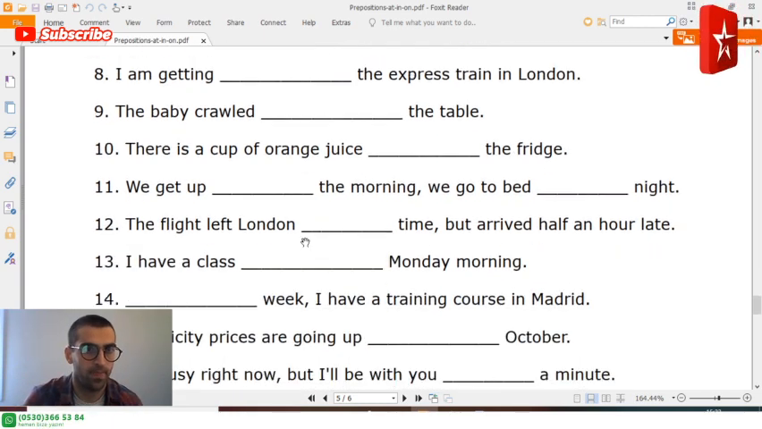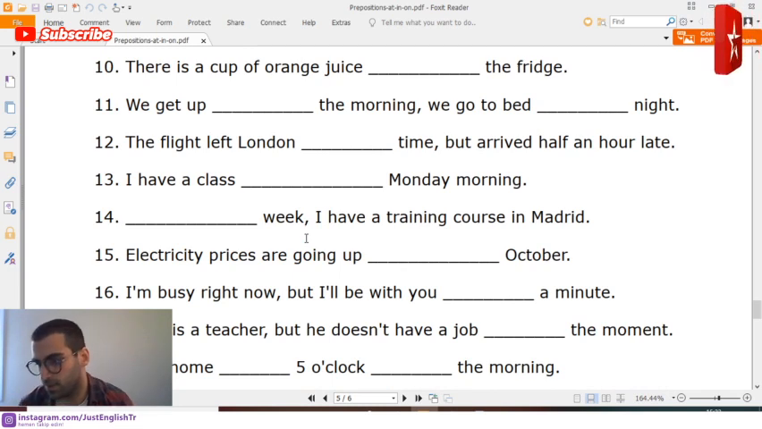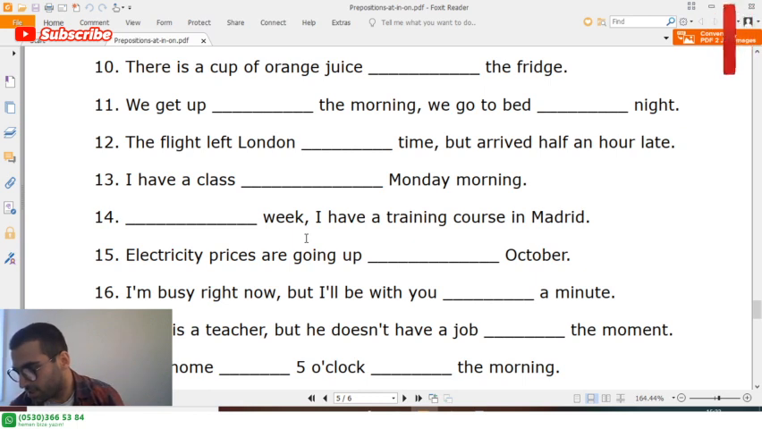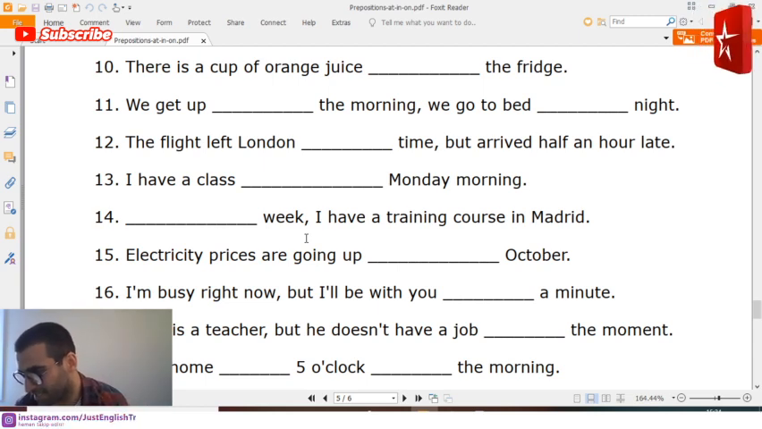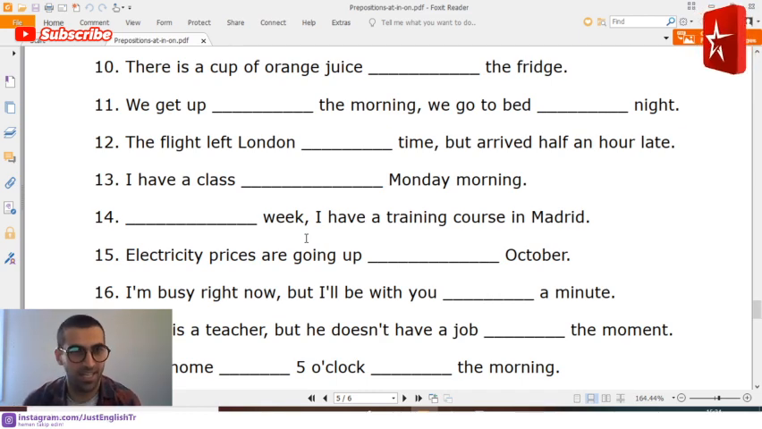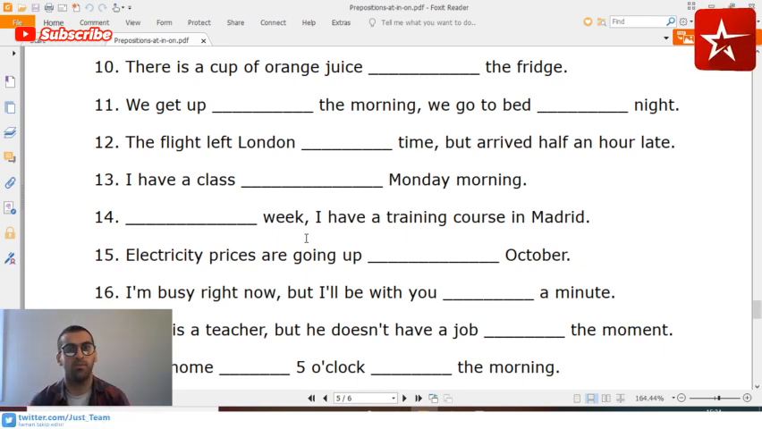Number 11. I'm waiting for your answers for 11. Okay, they say in and at. Let me check all the comments. Yes, it is completely correct. We get up in the morning. We go to bed at night. That is a fantastic answer.